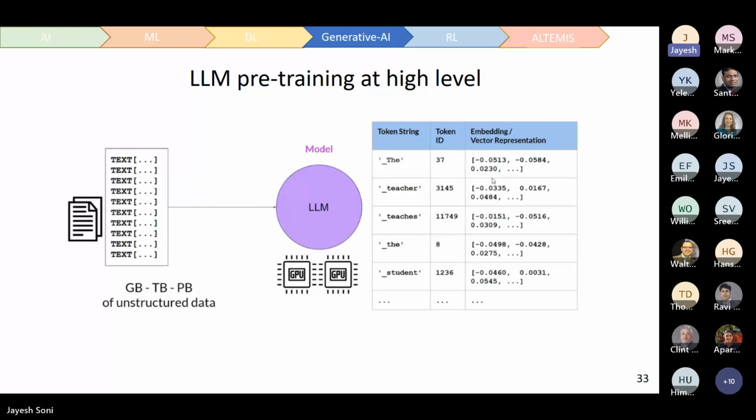Once the model is trained, what does it mean when I say the model is trained? It means the model can predict the next token as efficiently as possible. We can further fine-tune that model for our own specific purpose.